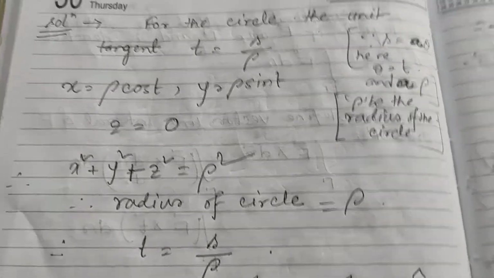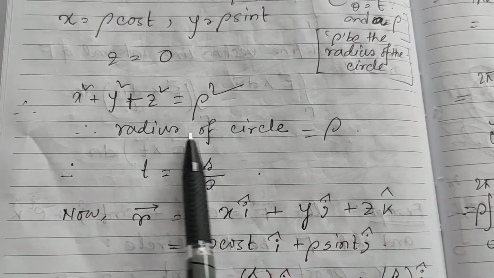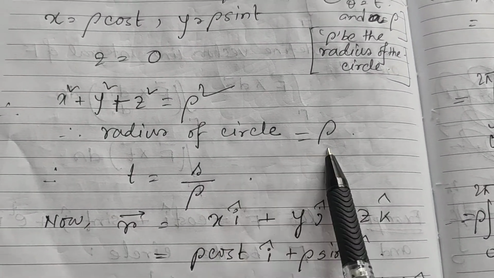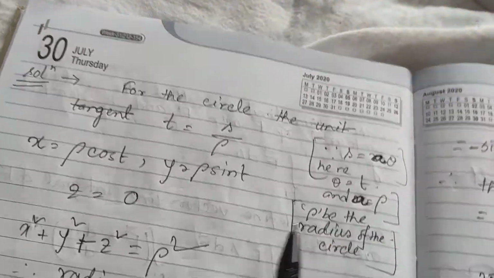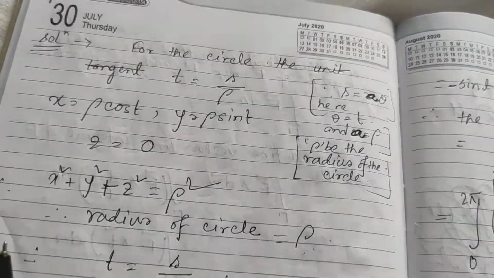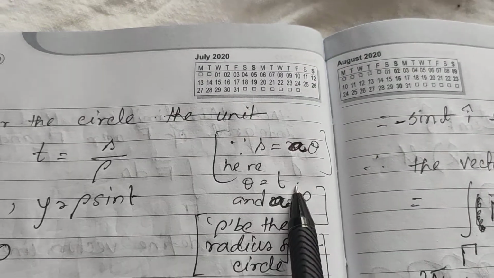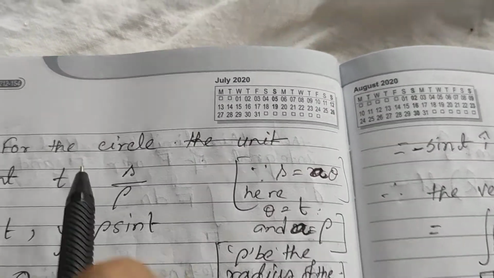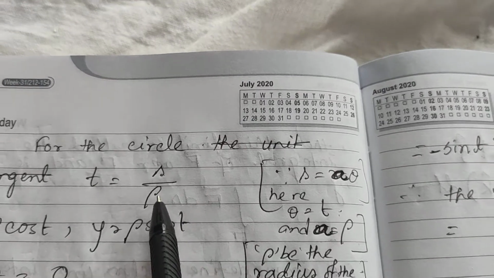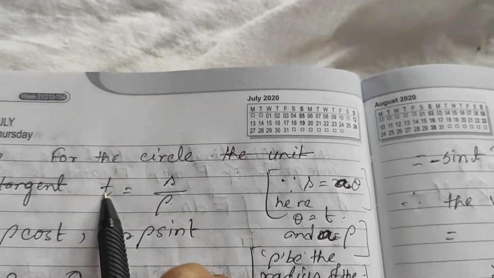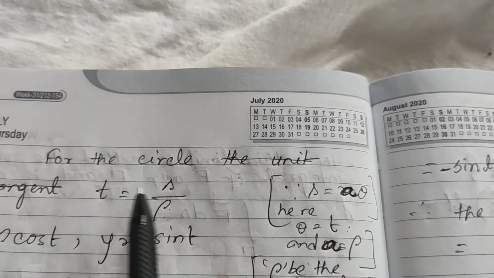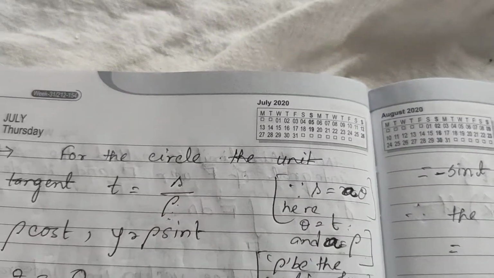Yeah, so in this way the radius of the sphere will be rho, and therefore theta equals t, and this a will be rho here. That's why we can write s equals a theta. A means rho, theta means t. So t equals s by rho. We can easily write this one.